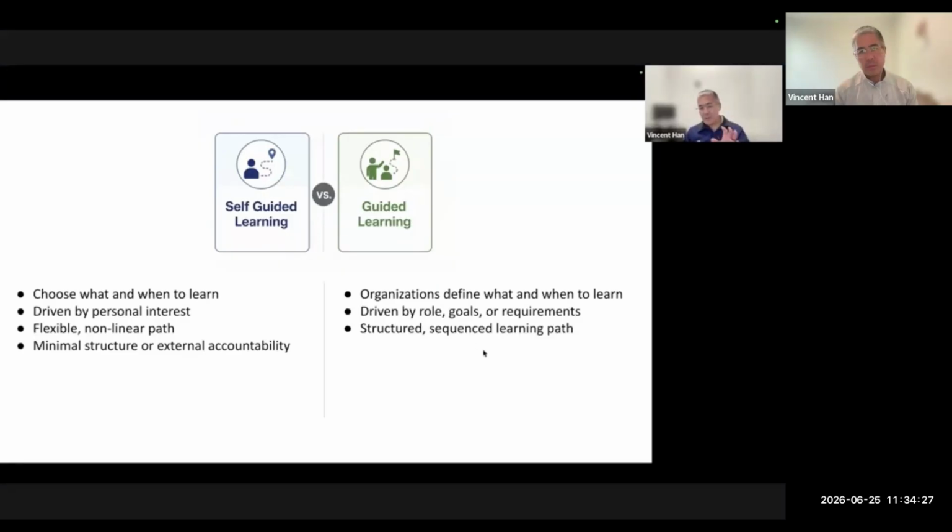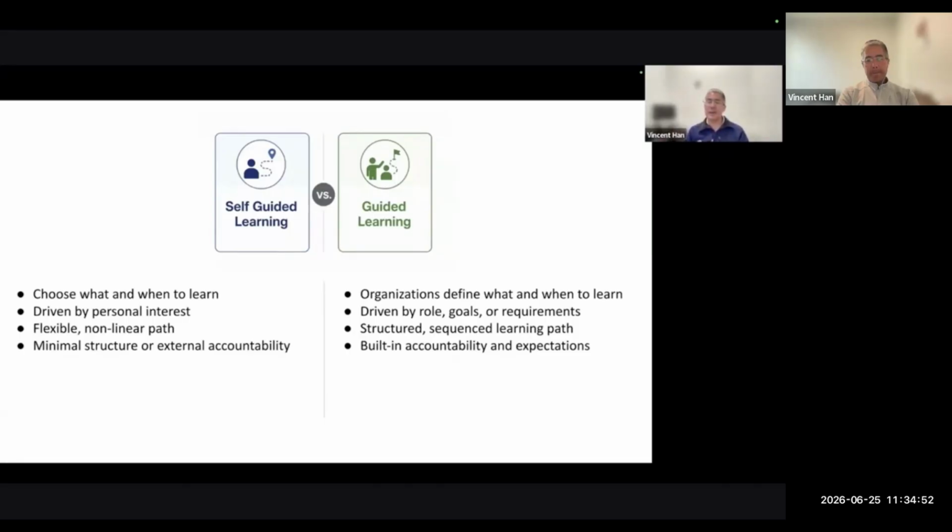And a lot of times, guided learning is structured and it's sequenced learning paths. So it might be an e-learning course you have to sign up for and go through, or maybe you actually go to an in-person facilitated workshop. And there's normally some built-in accountability and expectations, because someone's paying for this guided learning and they want some sort of measure. Is this working? Is there a return on investment? So normally there's some sort of accountability.